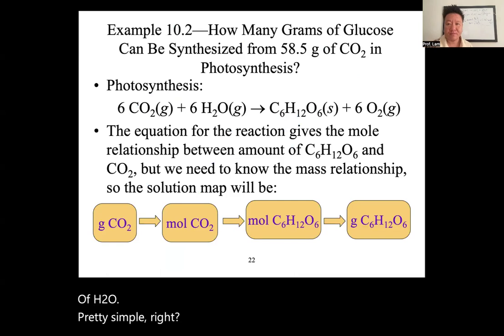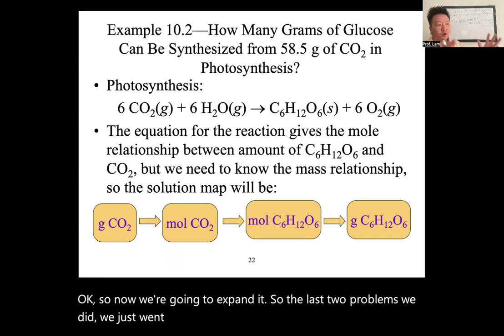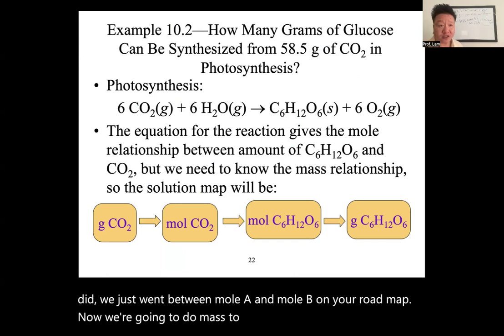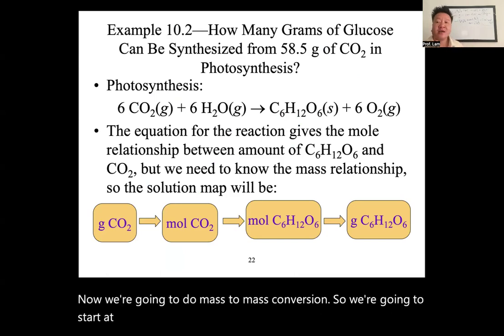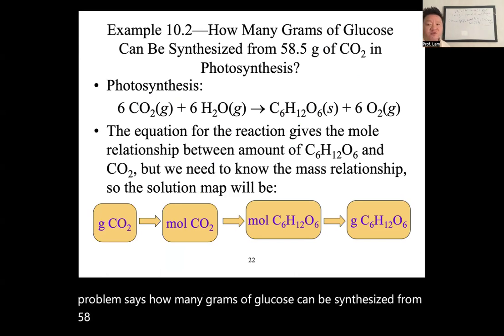All right. Okay, so now we're going to expand it. In the last two problems we did, we just went between mole A and mole B on your roadmap. Now we're going to do mass-to-mass conversion. So we're going to start at grams of A, and then we'll end up at grams of B. This problem says, how many grams of glucose can be synthesized from 58.5 grams of CO2 in photosynthesis?